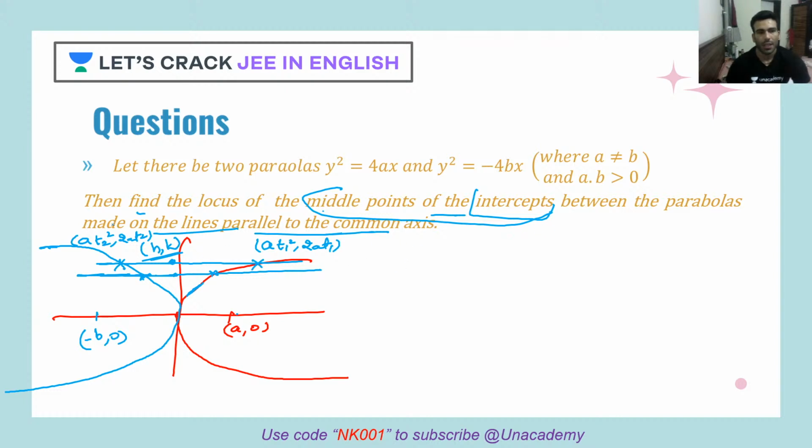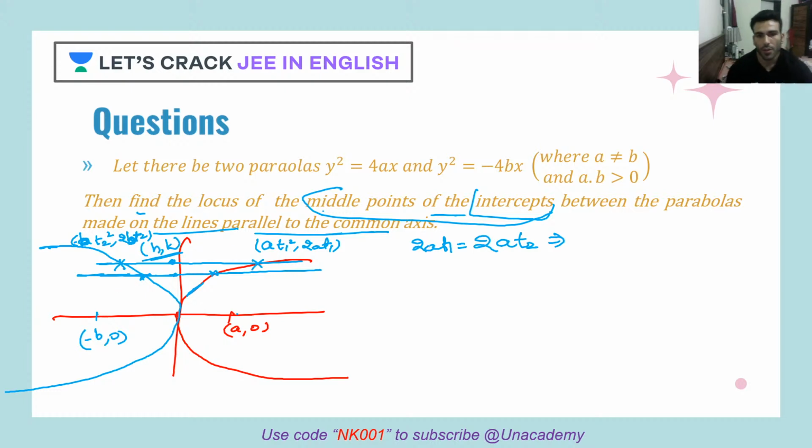It is being said that these lines are parallel to the common axis. When these are parallel to the common axis, that means what? Your y coordinates will be the same, correct? Sorry, my bad, this is my mistake. It will be twice of b t2, and this will be minus b t2 square. Sorry, I forgot to write it correctly. My bad. I'm sorry guys. This is for the minus 4bx curve. Okay, I hope we are cool.